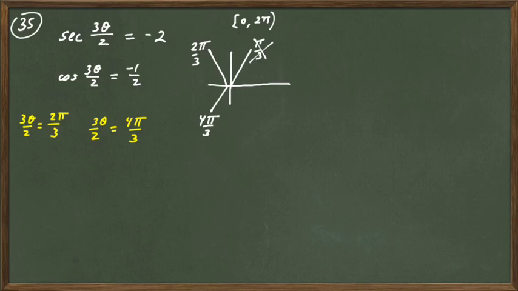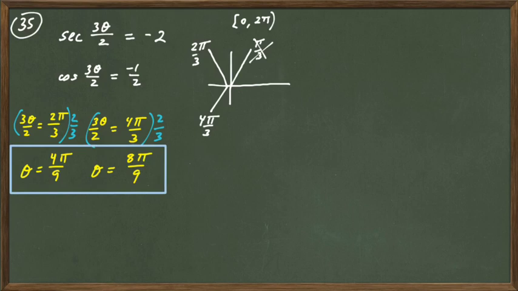If you multiply by the reciprocal, which would be what? 3 over 2? So if I take this times 3 over 2, and the same thing here. Sorry, 2 over 3, right? I want to multiply by the reciprocal, which I believe would be 2 over 3. That would get rid of the 3/2, leaving me theta equals 4 pi over 9, I think. And here would be 8 pi over 9, top times top, bottom times bottom.